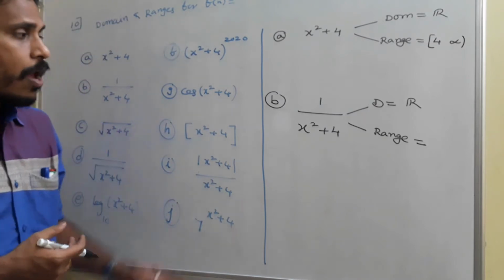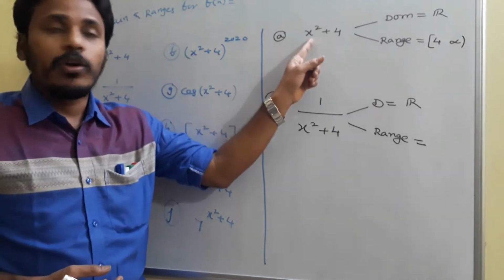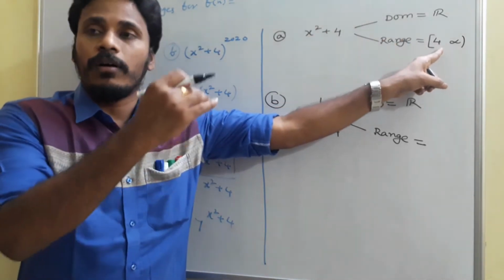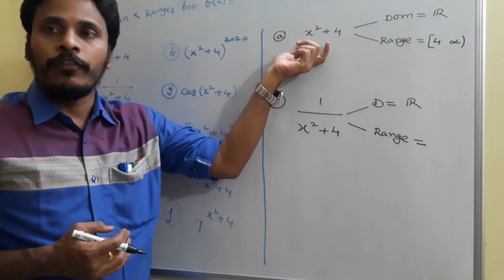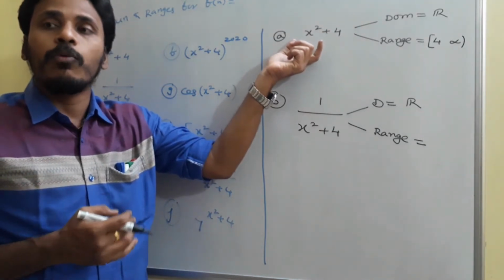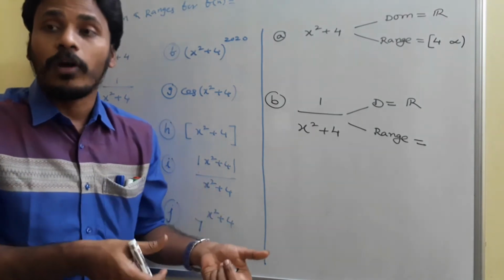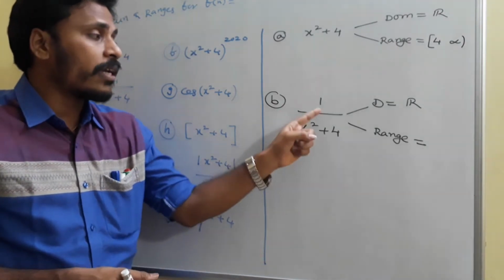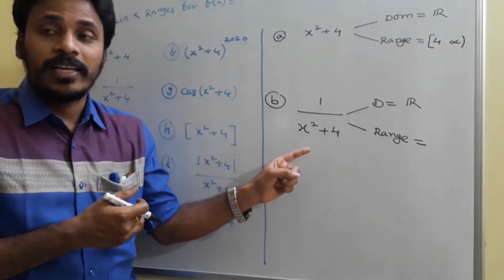Then when you think about the range, see what you say about the range of this particular function, 1 by x square plus 4. See, x square plus 4 is always greater than or equal to 4. The range of that function is 4 to infinity. Its values are 4 and more than 4. Whereas if you take the reciprocal, its values, 1 by x square plus 4 values, will become less than that.